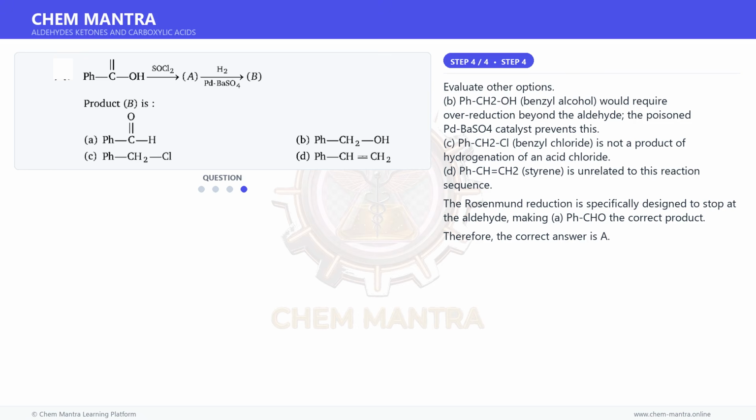B. Ph-CH2-OH, benzyl alcohol, would require over-reduction beyond the aldehyde. The poisoned Pd, BaSO4 catalyst prevents this.